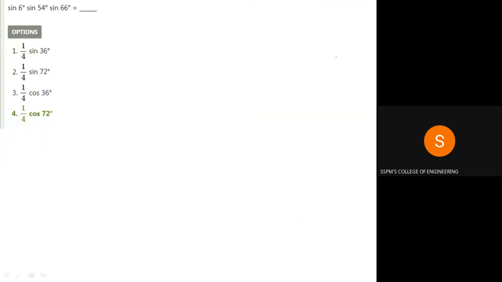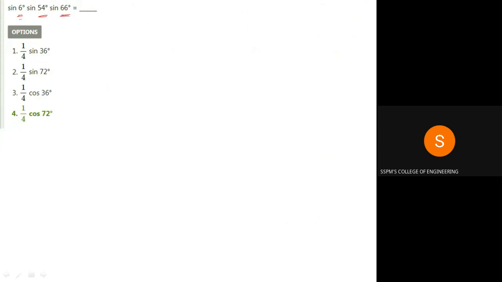Next example. Sine 6, sine 54, sine 66. Now if you see these values, you will understand that there is a relation between these three terms. What is the relation? All have some relation with 60. Such values we do not know: sine 6 degree, 54 degree, 66 degree. We do not know the trigonometric values of such odd angles, but we know the values for 60 degrees. So we will try to convert all these values into 60 degree.